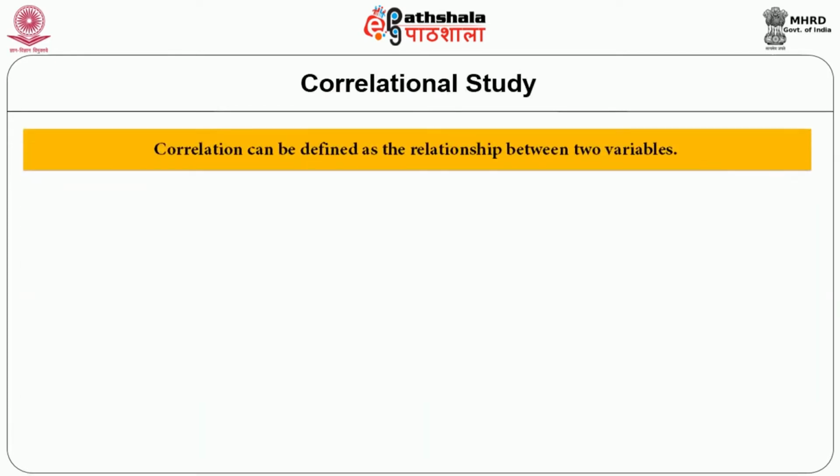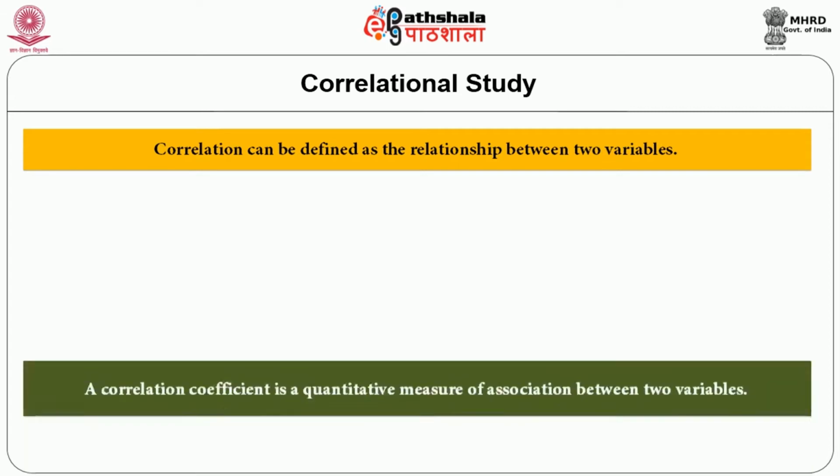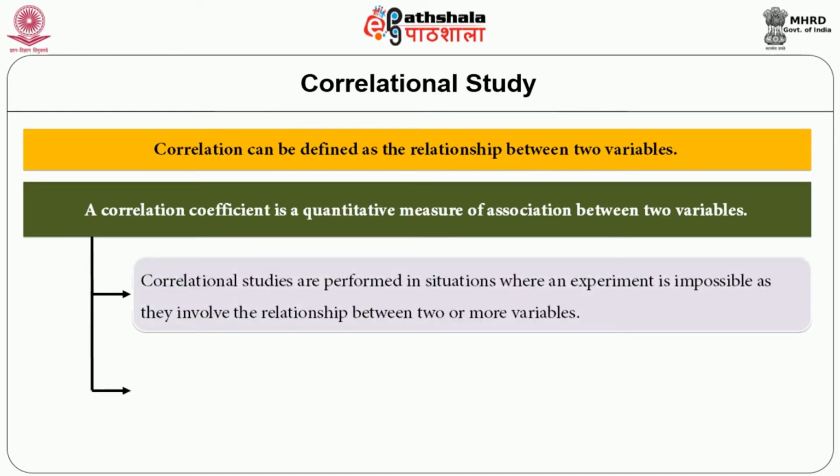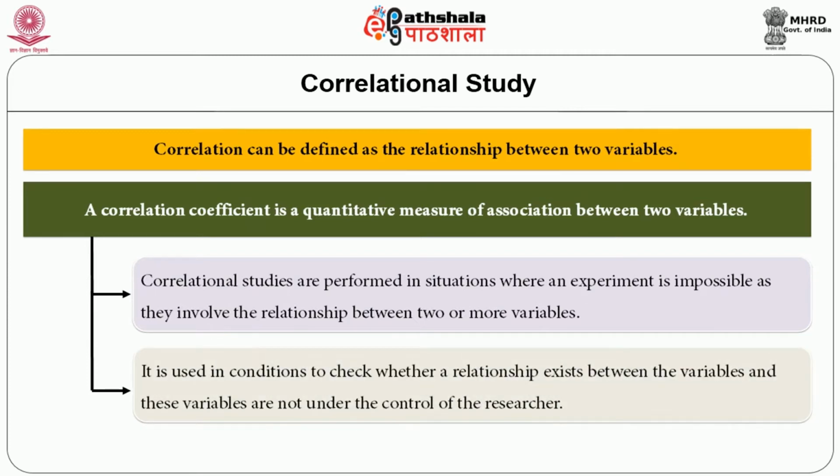Correlational study. Correlation can be defined as the relationship between two variables. A correlation coefficient is a quantitative measure of association between two variables. Correlational studies are performed in situations where an experiment is impossible as they involve the relationship between two or more variables. It is used in conditions to check whether a relationship exists between the variables, and these variables are not under the control of the researcher.